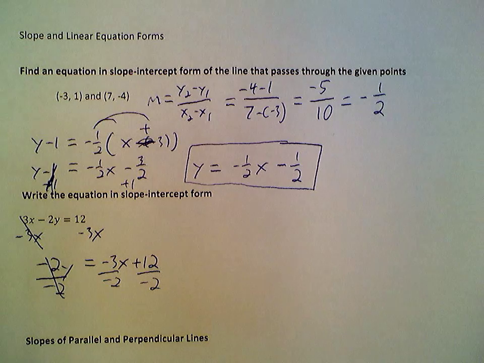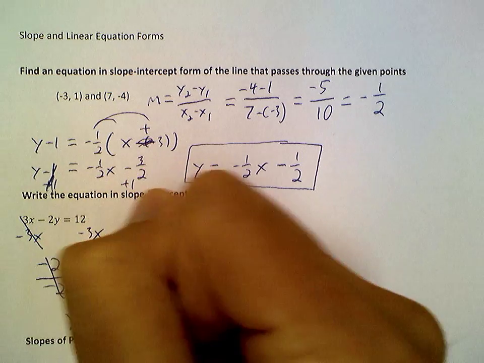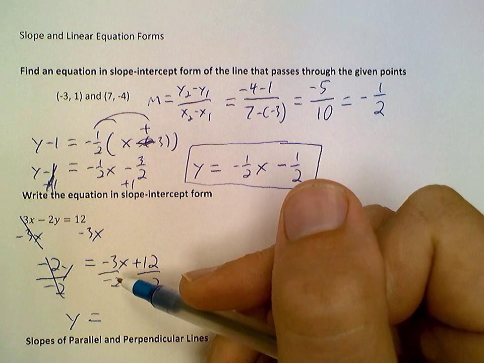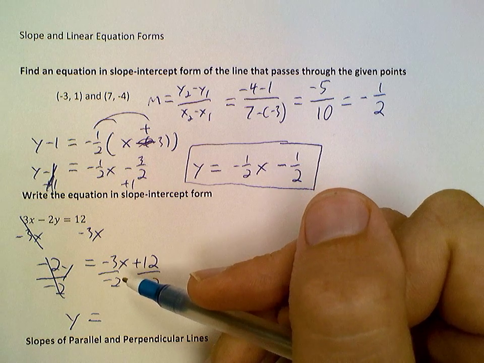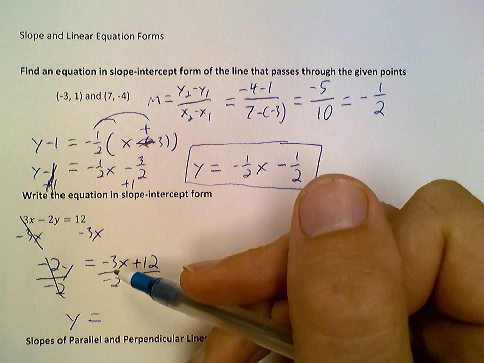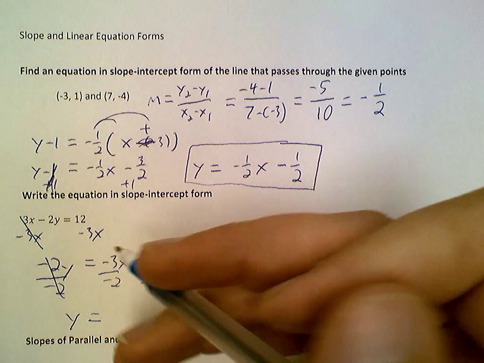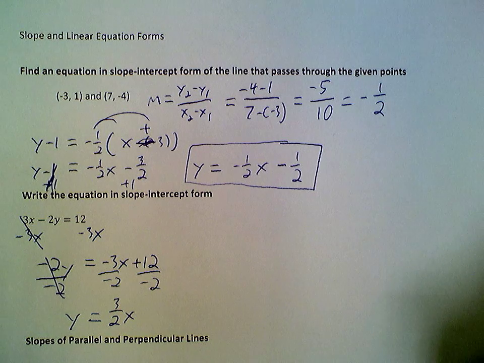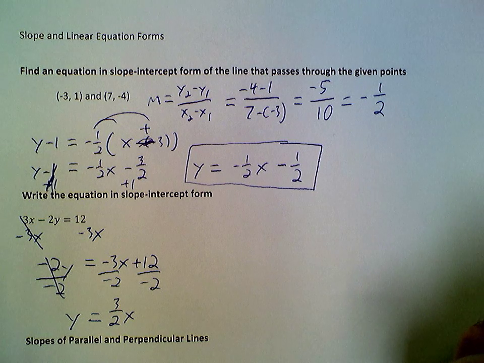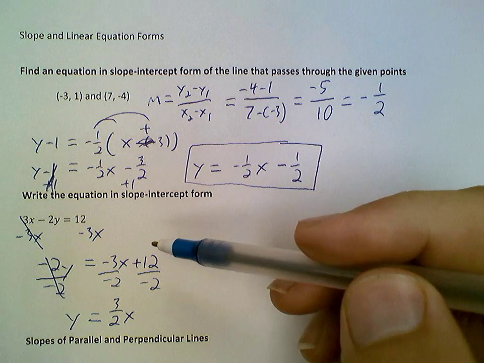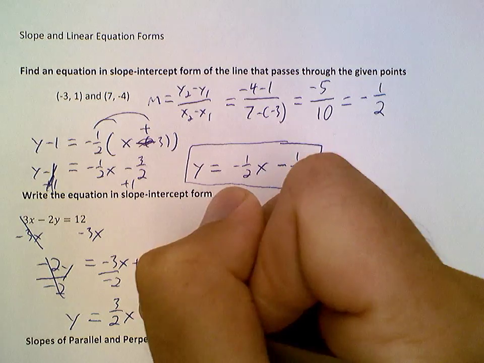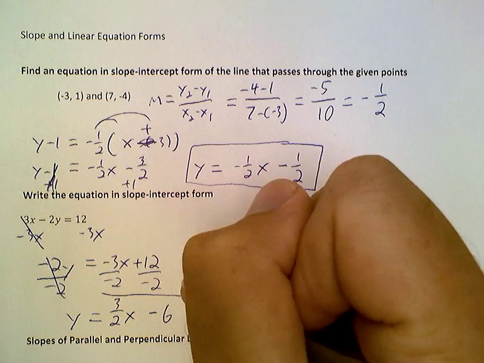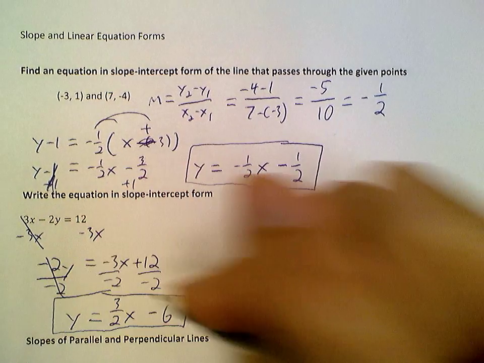So that cancels that out, leaving me with just y. Negative 3 divided by negative 2, you can list that as 1.5, or you can just leave it as a fraction, which I will do. But when it is a negative divided by a negative, I would just go ahead and make it positive, because negative divided by a negative is positive, so I'll make it positive 3/2 x. And 12 divided by negative 2 is negative 6. So there you go. I've got y equals 3/2 x minus 6.